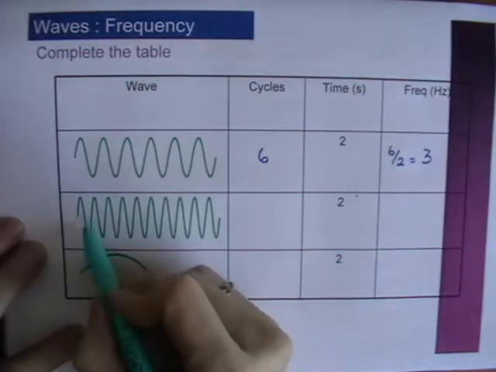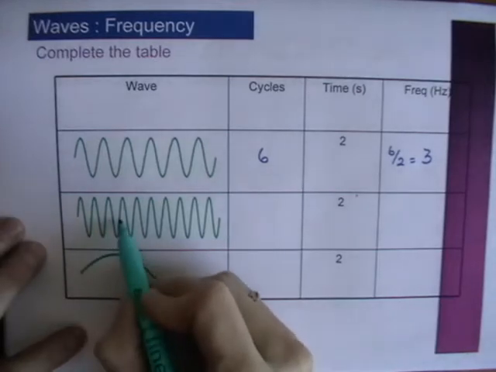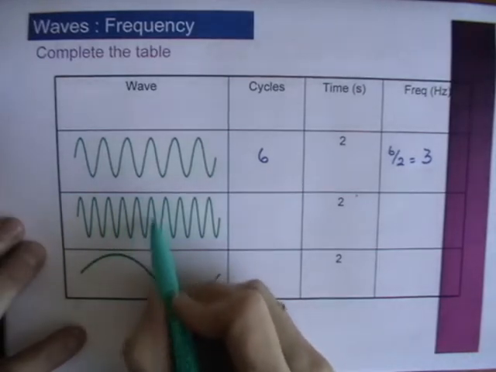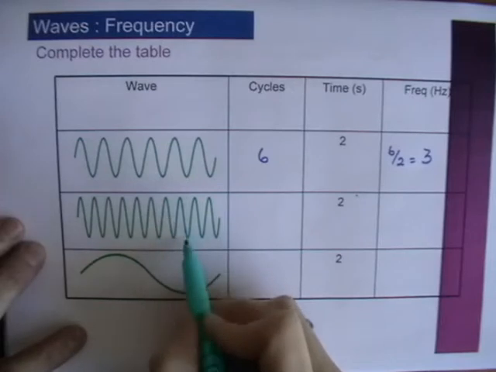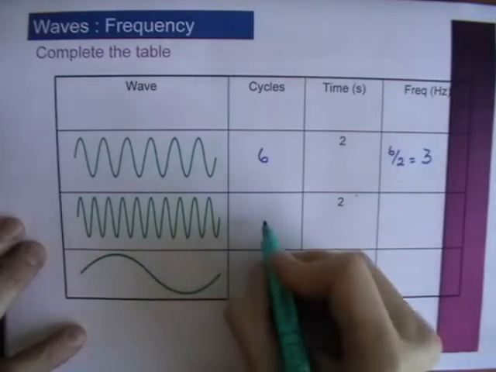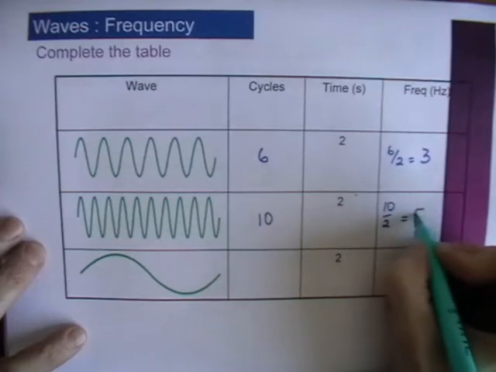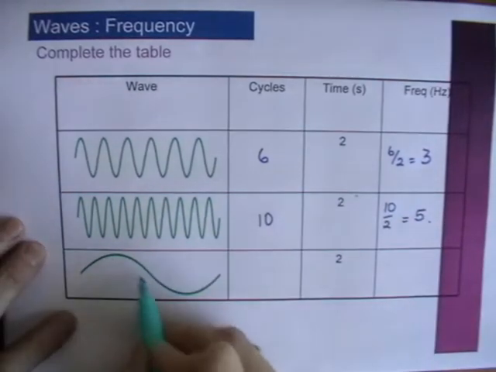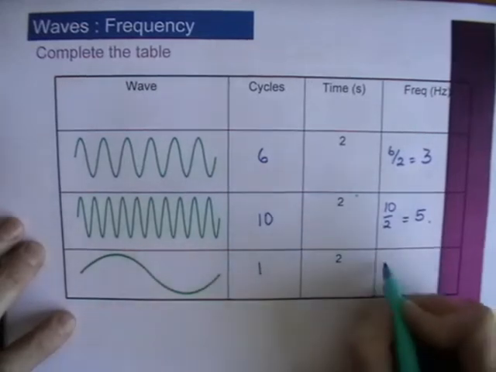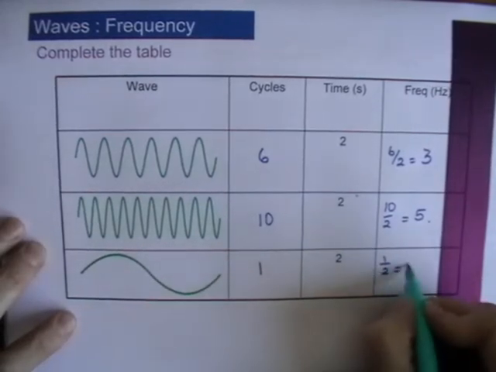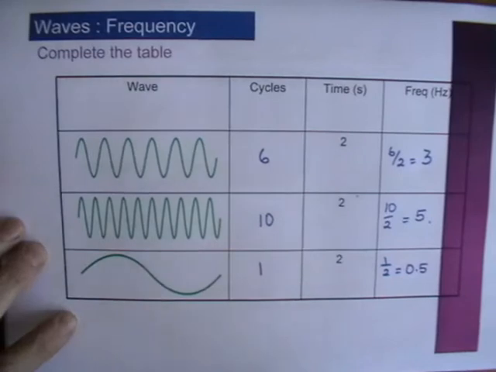The next one, we've got 1, 2, 3, 4, 5, 6, 7, 8, 9, 10. So we have 10 cycles in 2 seconds. And that gives us 5 hertz. And in this one we've only got 1 complete cycle in 2 seconds, and that's 1 over 2, which is 0.5 hertz.